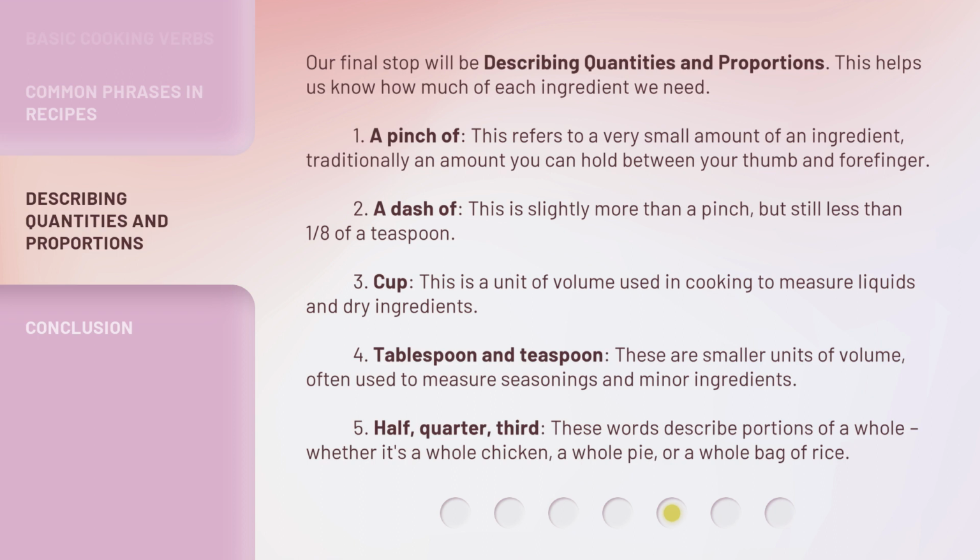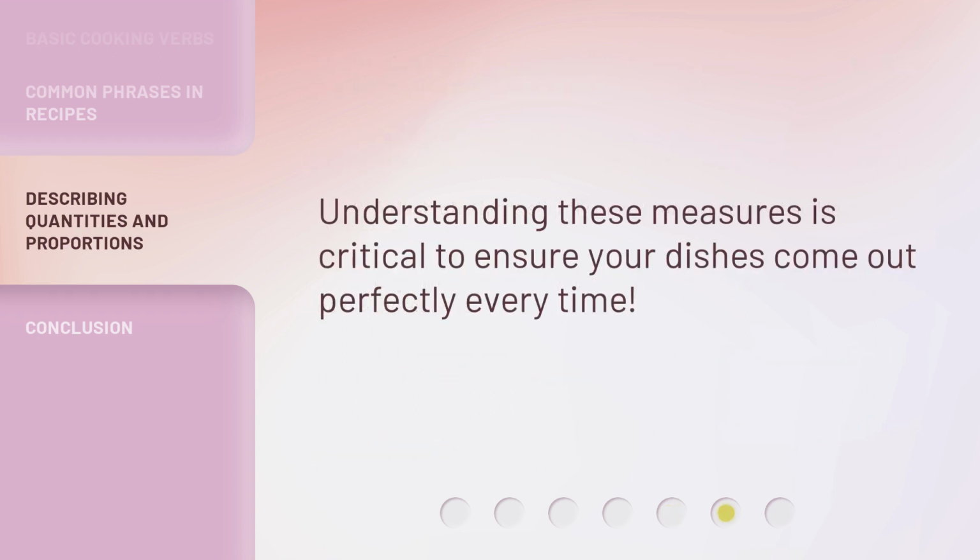3. Cup. This is a unit of volume used in cooking to measure liquids and dry ingredients. 4. Tablespoon and teaspoon. These are smaller units of volume, often used to measure seasonings and minor ingredients. 5. Half, quarter, third. These words describe portions of a whole, whether it's a whole chicken, a whole pie, or a whole bag of rice. Understanding these measures is critical to ensure your dishes come out perfectly every time.